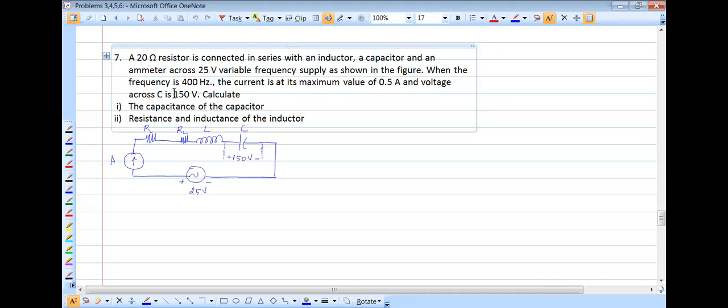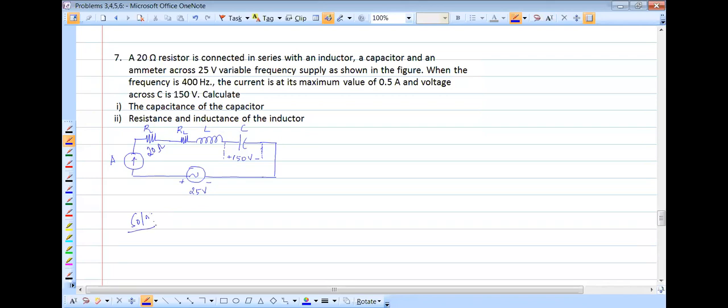That means what is this voltage across C? It is the voltage across the capacitor at resonance, which we need to extract from this particular problem. A 20 ohm resistor is connected. See, this is 20 ohms. This is the internal resistance of the inductor coil, which would be in series with this. And let's write what they have told in the solution.